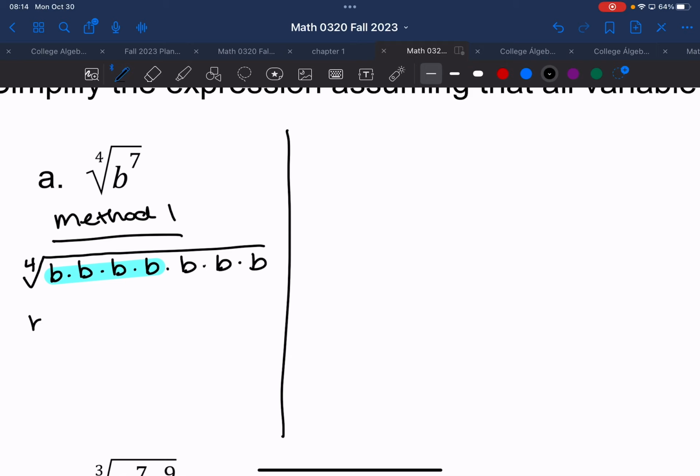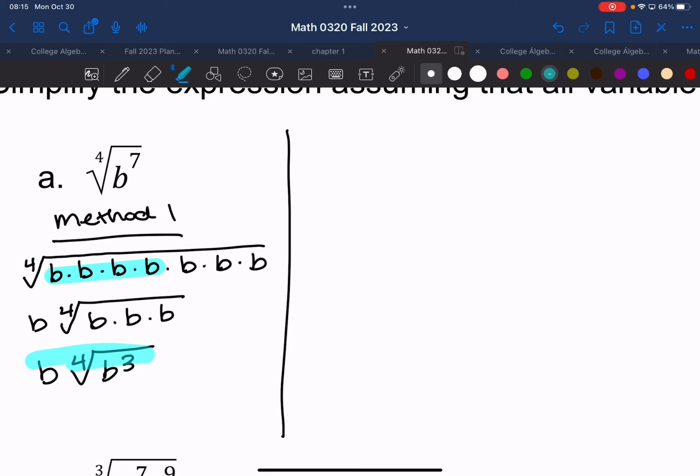So I'm going to have b, 4th root of b times b times b. How can I simplify those 3 b's under the radical? b times b times b is the same as b cubed. So this is b, 4th root of b cubed. Okay, this is our answer here. This is our simplified answer. Okay, so that's method 1.